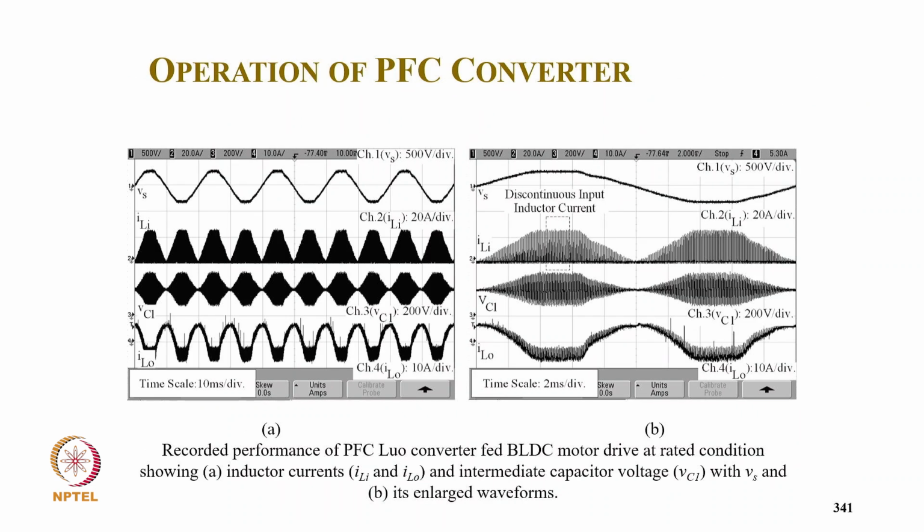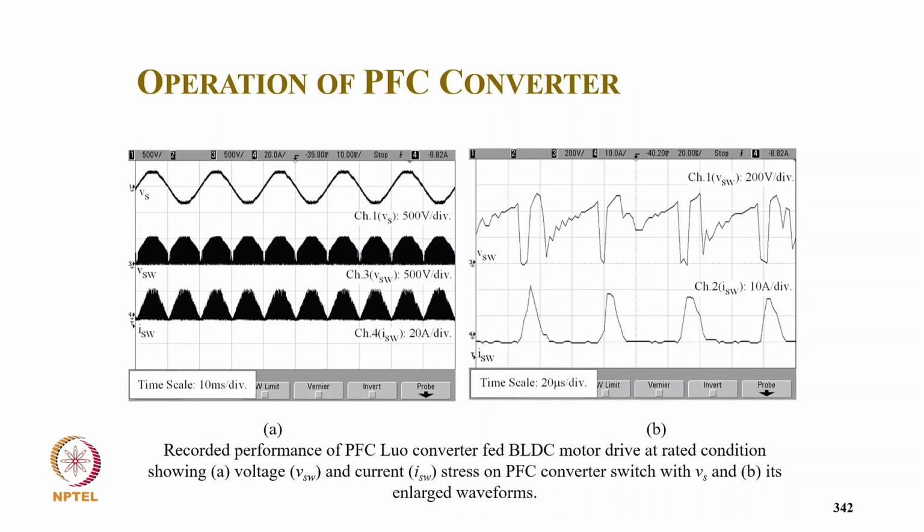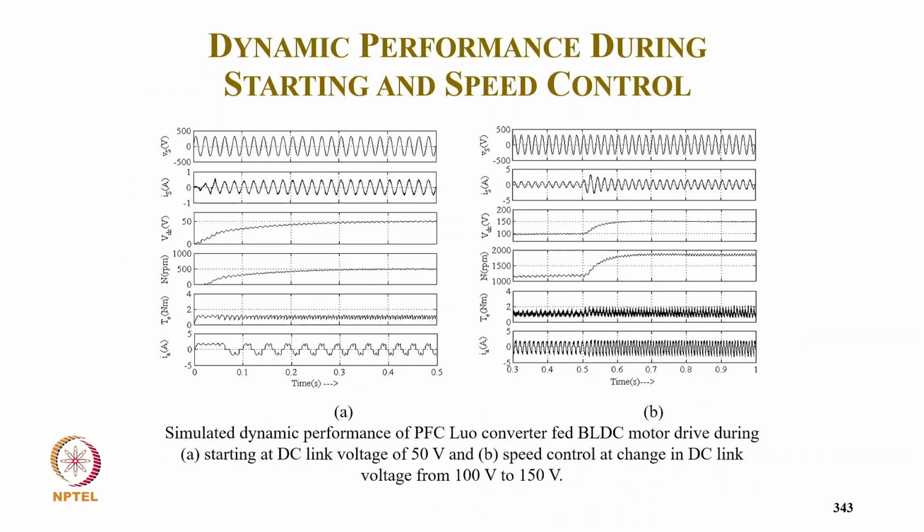And this is the input inductor current, which is discontinuous. You can see the capacitor voltage is continuous, and the output inductor current is also continuous. This verifies the design. This is an amplified view of the same. And then of course switch voltage and switch current.